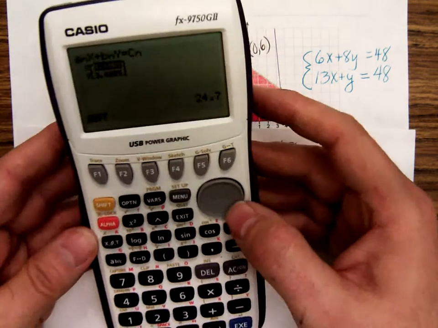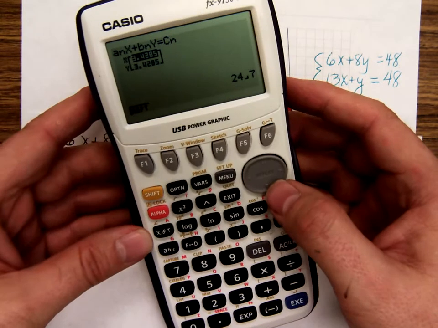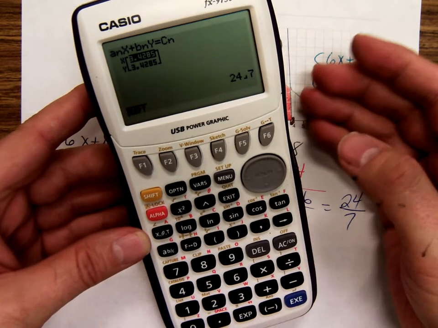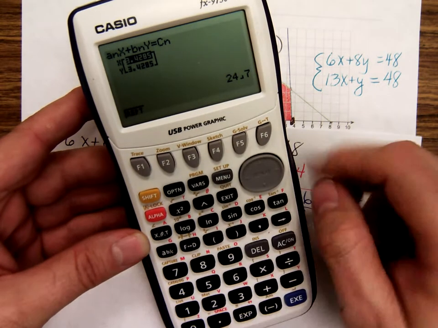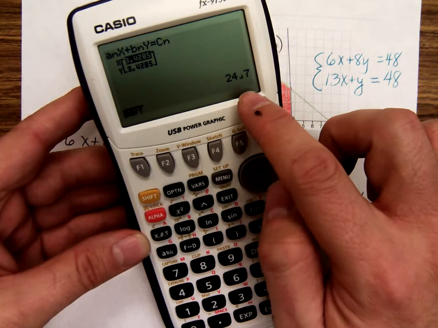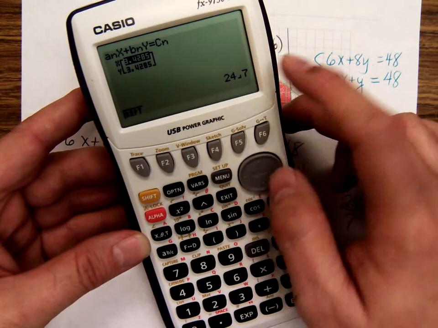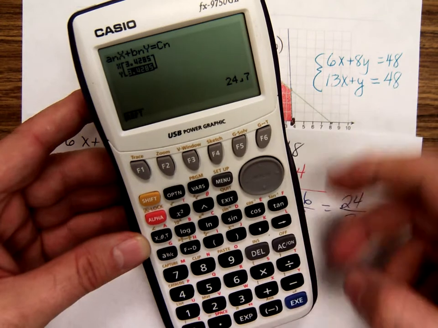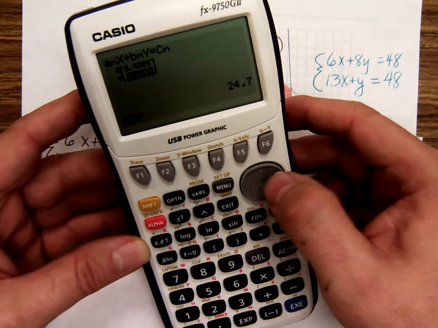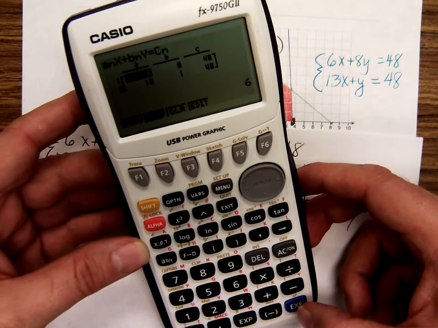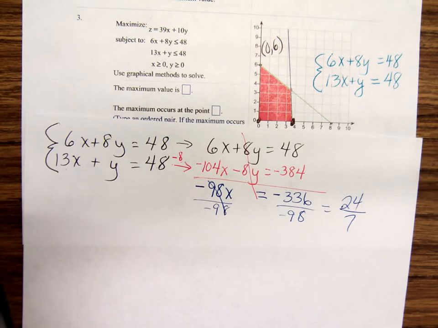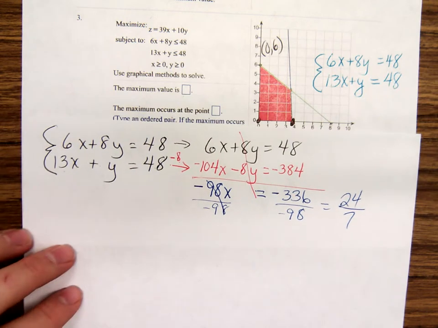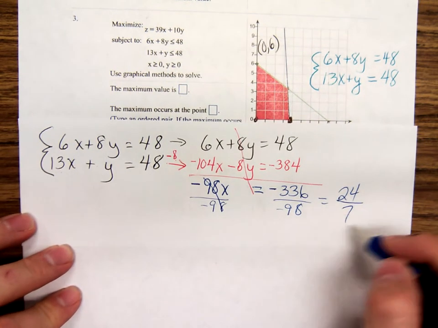Jenny has a Casio FX 9750 G2, and using the equation feature and simultaneous, it sure does solve this stuff nicely. So that's giving you the X value, 24/7. How do I get it to give that Y value as a fraction? That's what I'm wondering about. But that's a nice one. So here's X, 24/7.